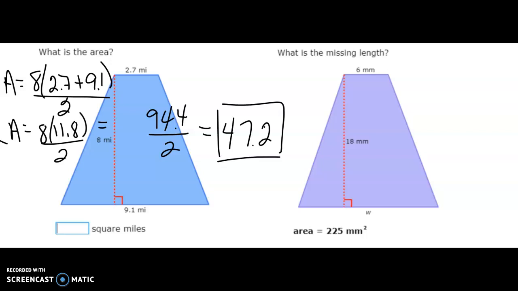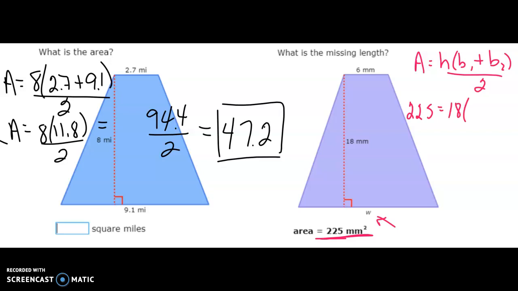Alright, now on this one, it's giving us the answer, and we want to know what one of the bases is. So we're going to have to do a little bit of work. So let's do area equals height times B1 plus B2 all over 2. So we're going to fill in what we know. We know the area is 225. We know the height is 18. We know the first base is 6, but we don't know the second base. All we know is that it is W. And then we're going to divide by 2.